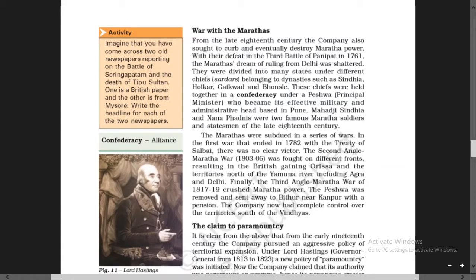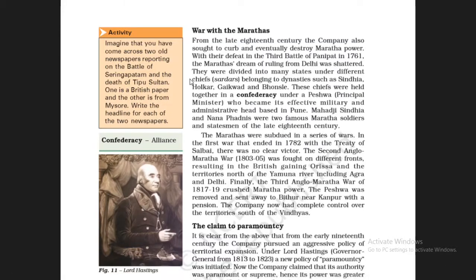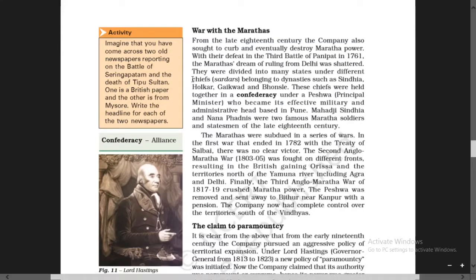With their defeat in the Third Battle of Panipat in 1761, the Marathas' dream of ruling from Delhi was shattered. Shattered means broken into many small pieces.